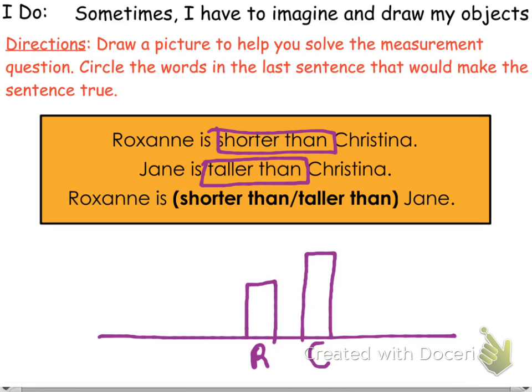Now the next sentence of this measurement question says Jane is taller than Christina. We have to draw that. So I'm going to draw it to make it look like Jane is taller than Christina. So a J for Jane. Now this last statement says Roxanne is blank, shorter than or taller than Jane.